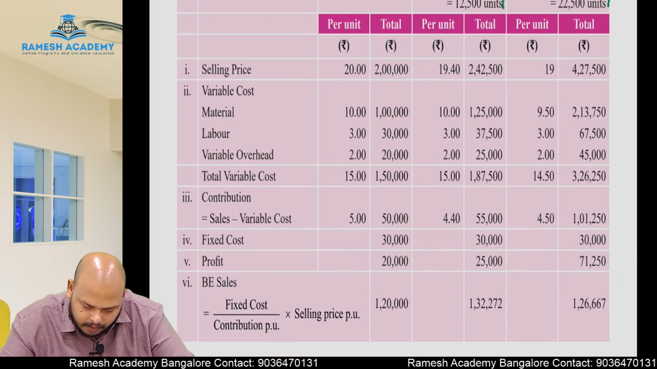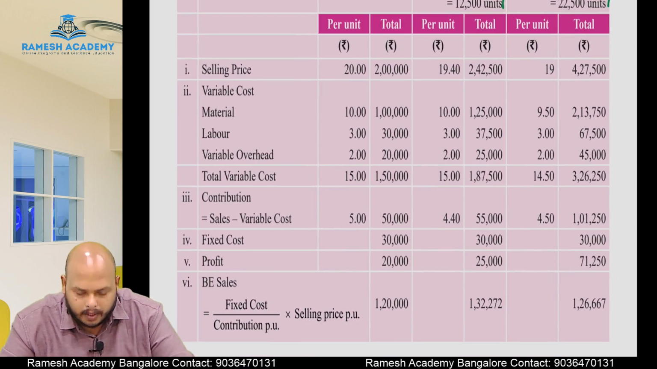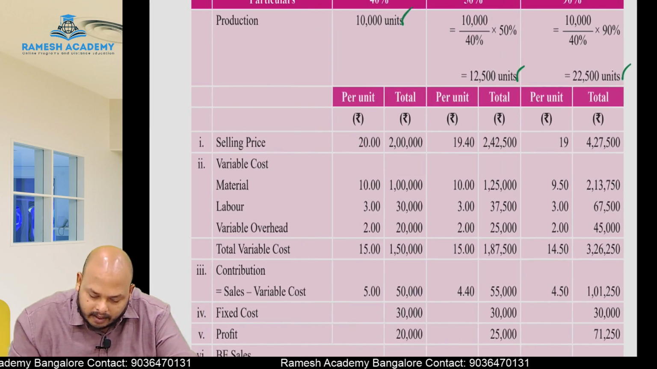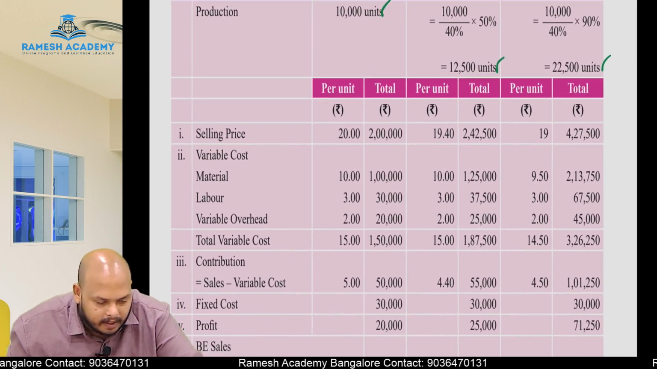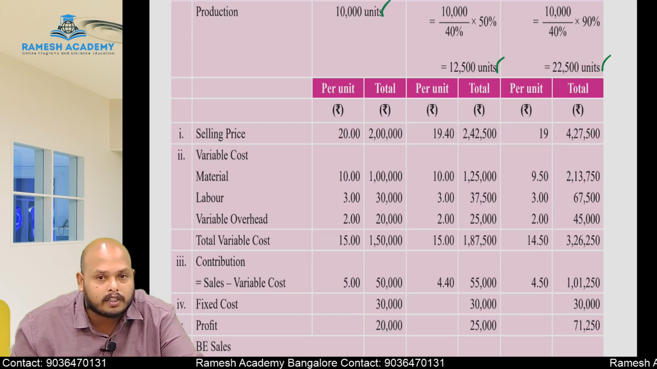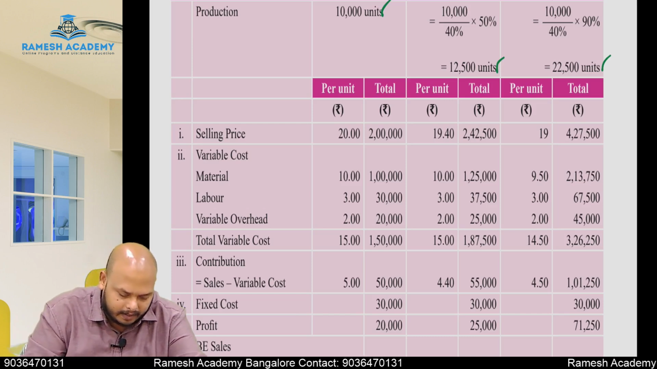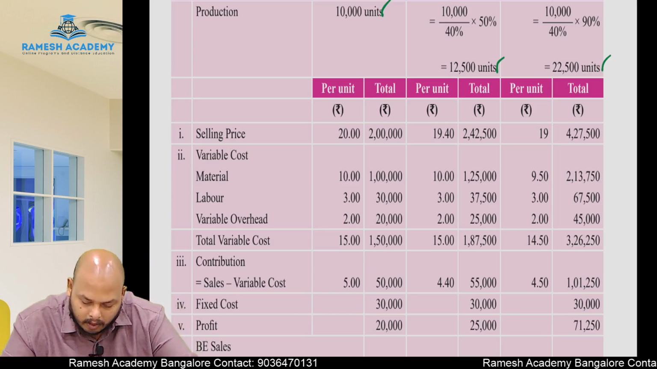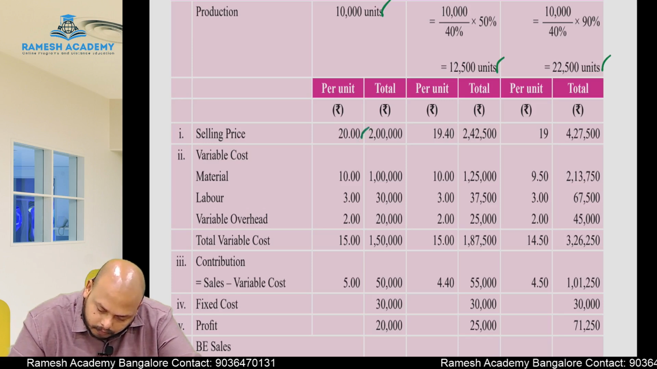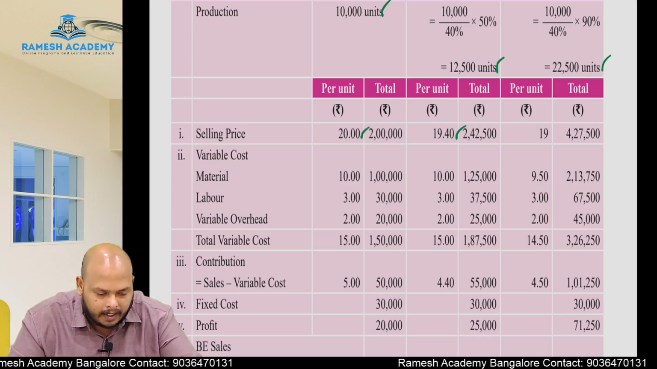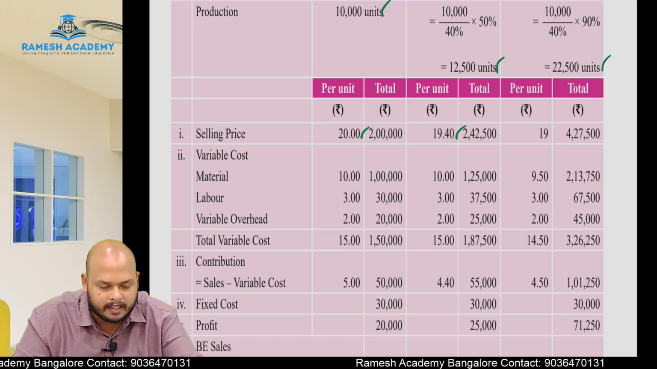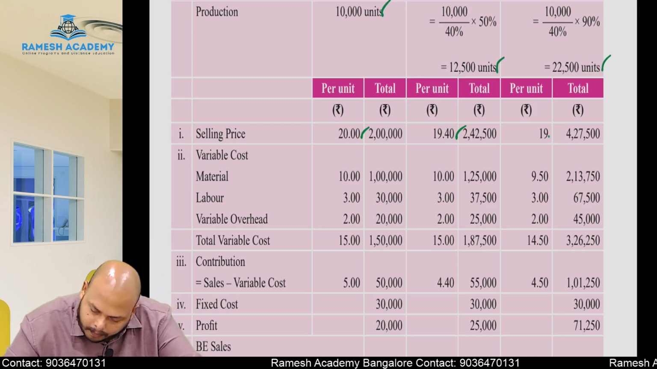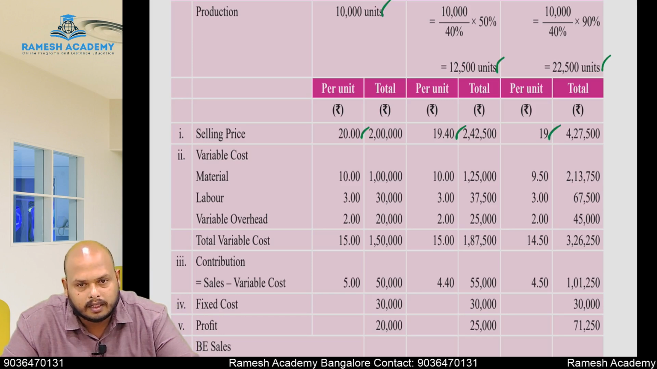Okay. Next, selling price. Selling price is 20 only at 40%, and at 50% how much did he say the selling price will decrease by? At 50% the selling price falls by 3%. So take the calculators. 20 minus 3%, that is nothing but how much? 19.4. Okay. Next, at 90% the selling price falls by how much percentage? He said 5%. 20 minus 5%, how much? 19 rupees. That is the selling price.